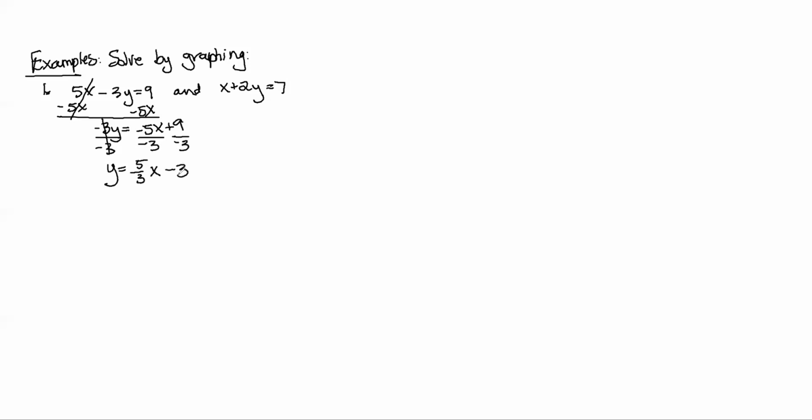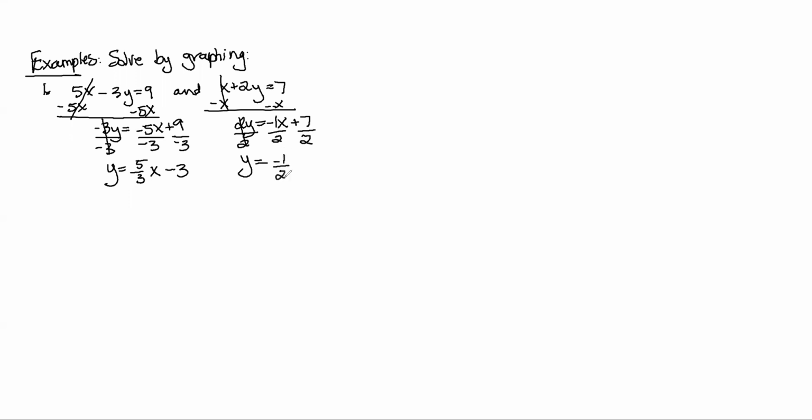And then we'll go ahead and do it with our second equation. So I'll subtract x. We get 2y equals negative x plus 7. Divide every single term by 2. So we get y equals, and again, be careful on this one. This negative x is a negative 1x over 2, so negative 1 over 2.